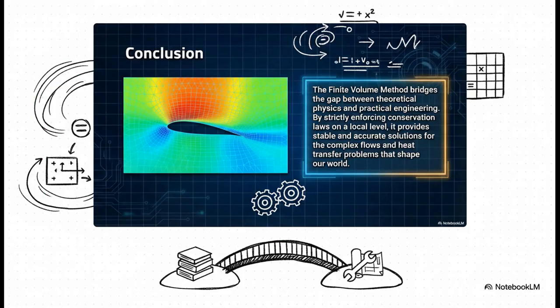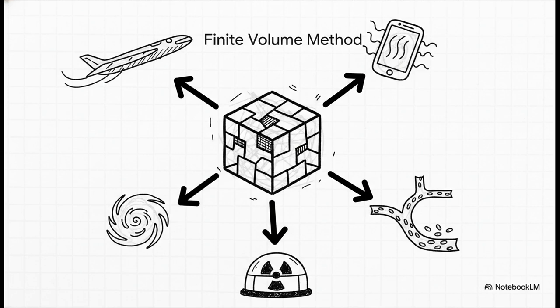The finite volume method really is this essential bridge that connects abstract theoretical physics to real-world practical engineering. Because it strictly enforces those conservation principles in every single little chunk, it gives us solutions we can actually trust for the complex flows and forces that shape our world. And believe me, this is not just some academic exercise. The finite volume method is working all around you every single day. It's used to design safer aircraft wings, to figure out how to cool the electronics in the phone in your pocket, to forecast hurricanes, and even to model blood flow to design better medical devices. Its impact is absolutely everywhere.